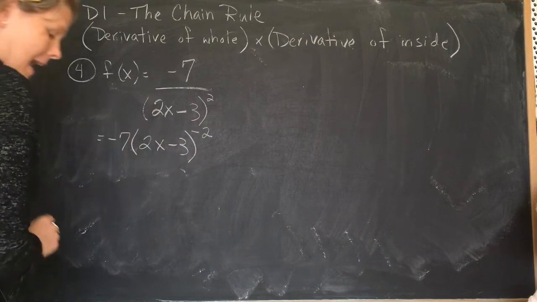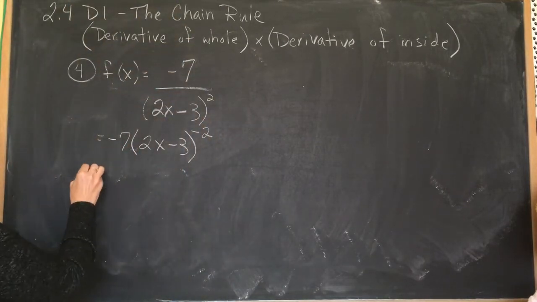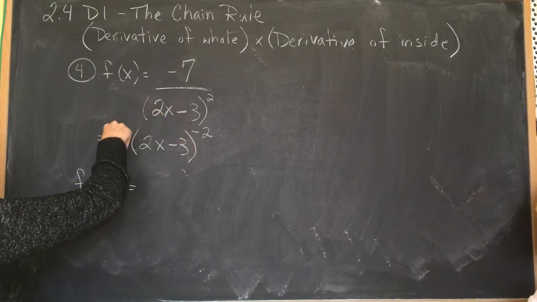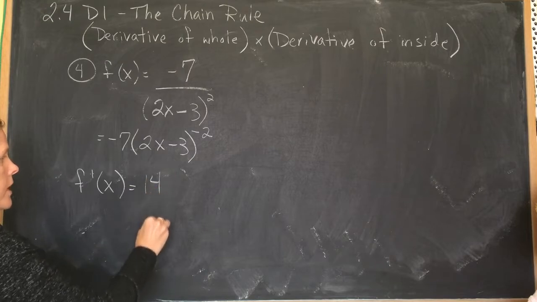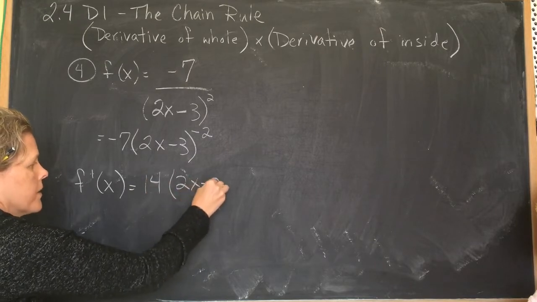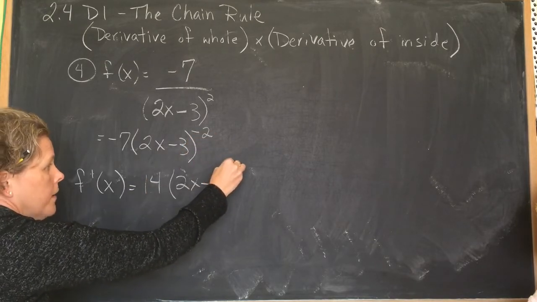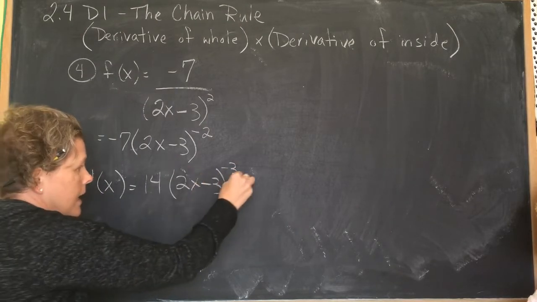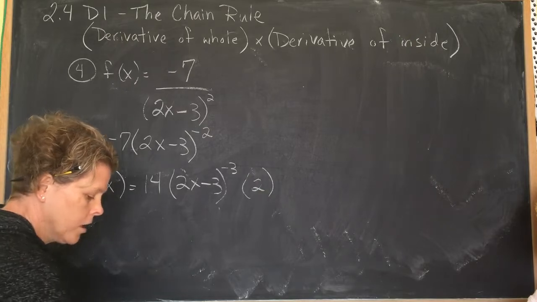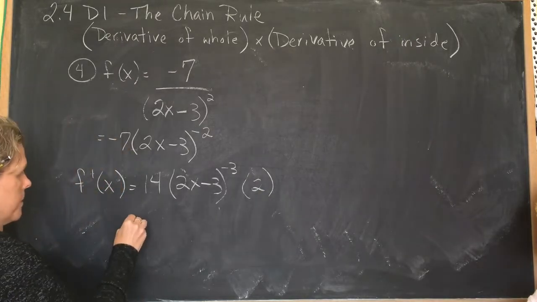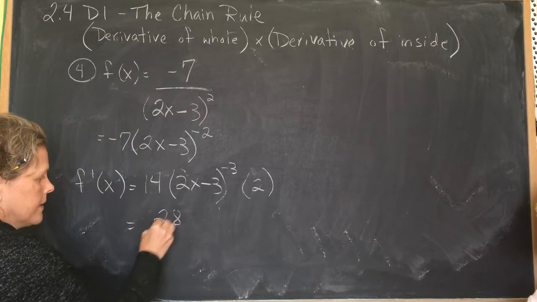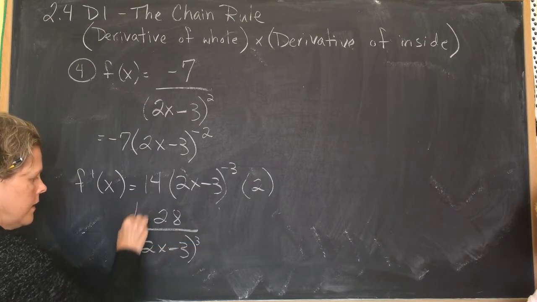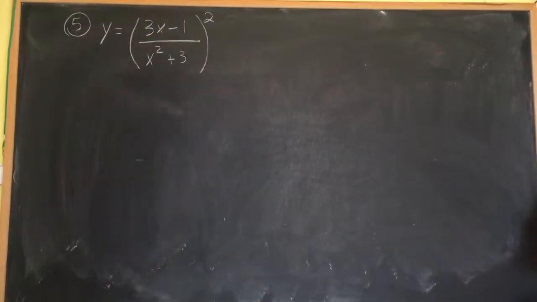Okay, now that I've done that, now I'm going to do my derivative here using the chain rule. I'm going to take that negative 2, multiply it out front, so that gets me 14, times 2x minus 3, lower it by 1. Now I have to take the derivative of the inside. So the derivative of that inside is times 2. So my final answer here is going to be 28 on the top, and then 2x minus 3 to the 3rd on the bottom.